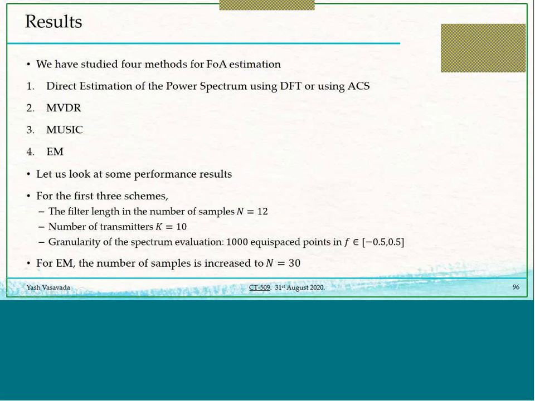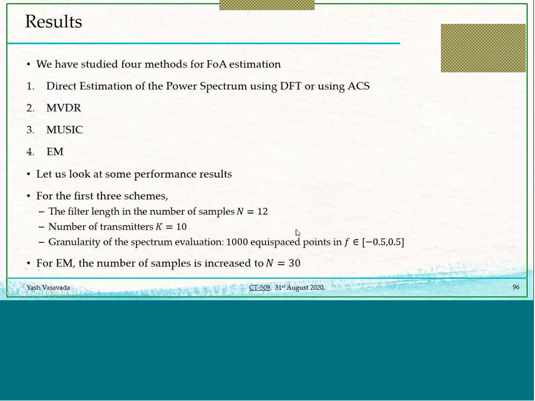Here, what I have done is I have taken N to be 12. The number of transmitters I have taken to be 10. So there are 10 simultaneous sources. And in each of these cases, remember, we are evaluating the spectrum. And for that evaluation, I am taking 1,000 points in this range.